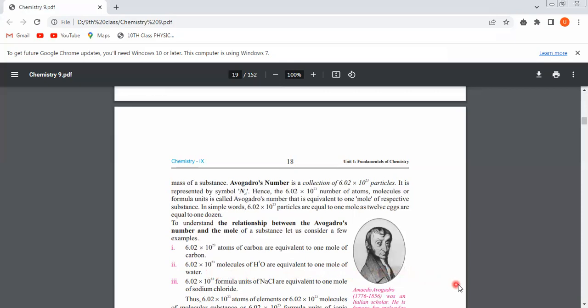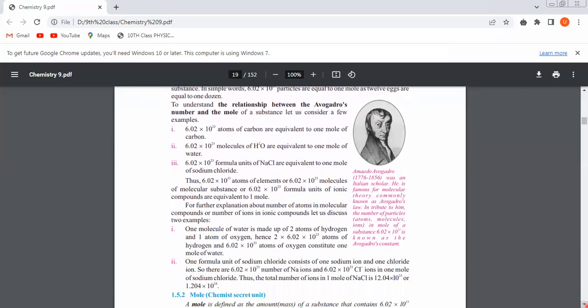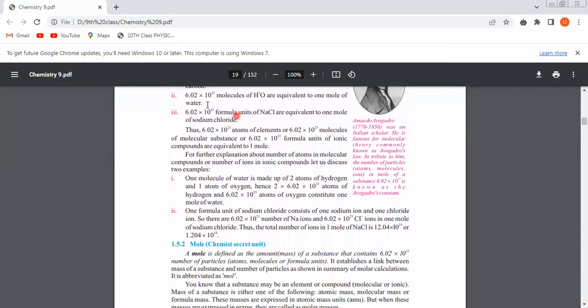Thus, 6.02 × 10^23 atoms of elements, or 6.02 × 10^23 molecules of a molecular substance, or 6.02 × 10^23 formula units of an ionic compound are equivalent to 1 mole. For further explanation about the number of atoms in a molecular compound or the number of ions in an ionic compound, let us discuss two examples.